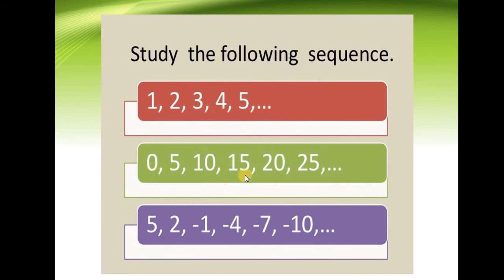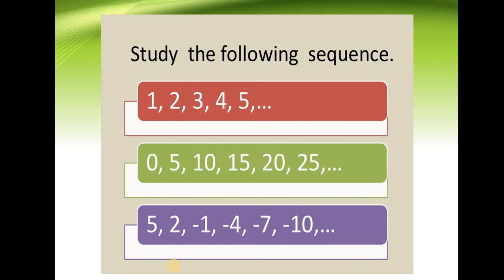If we look at the second sequence, if we add 5 with 0, we get 5. If we add 5 with 5, we get 10. Similarly, adding 5 again, we get 15. So it is an AP. The second one is an AP with common difference d equal to 5.